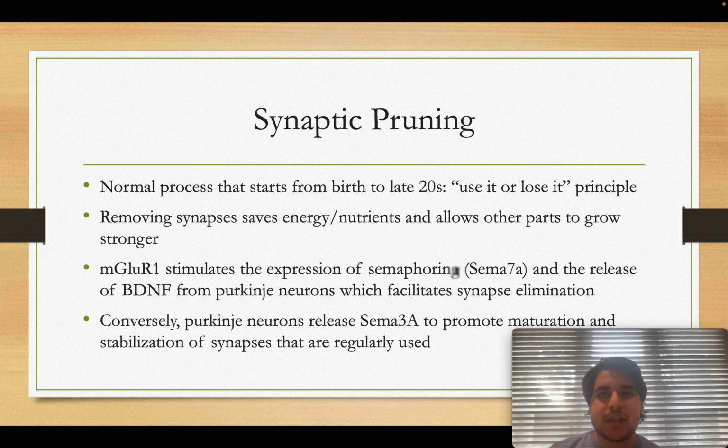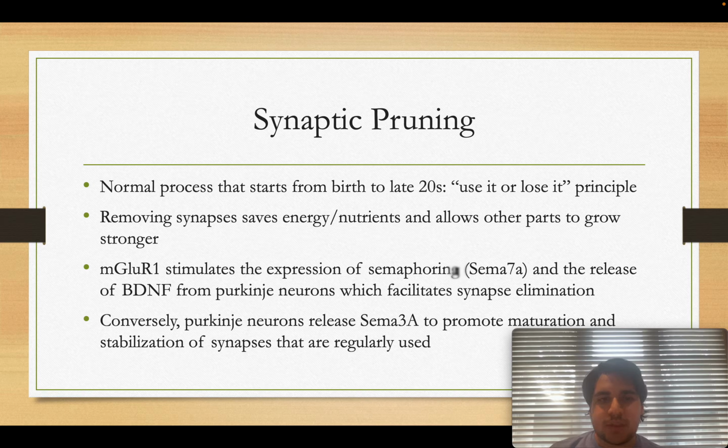A good principle to remember this by is the use it or lose it principle. What happens here is that if we are not using a set of neurons, then the synapses eventually get removed, as we are not using the neurons, and we need to allocate the energy and the resources towards other brain functions and strengthening other neurons and other synapses instead of just keeping these useless synapses that we don't use.